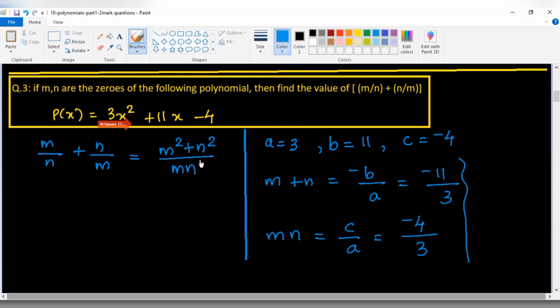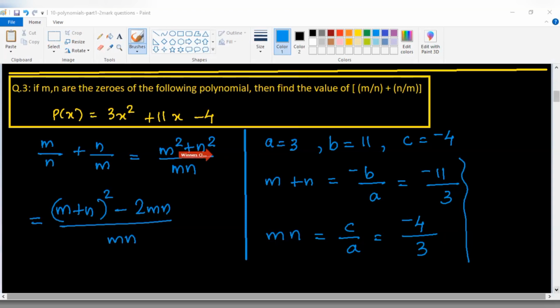We can apply these values over here. But here we have m square plus n square, so we have to make some changes. See, m square plus n square can be written as (m plus n) the whole square minus 2mn. mn is already there in the denominator. See, this is the (a plus b) the whole square identity: a square plus b square plus 2ab. That means we have to subtract that middle term, minus 2mn. That is why we subtract the middle term here to get m square plus n square.